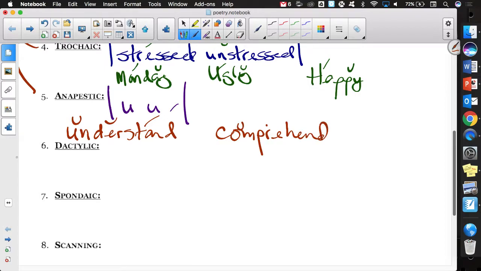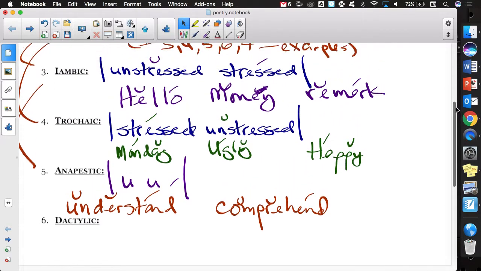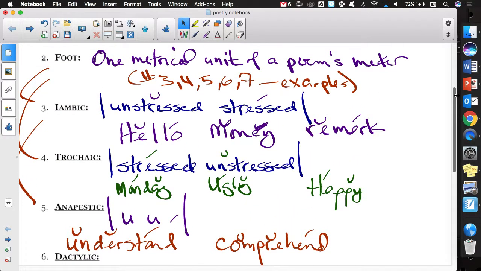Comprehend, which would basically be a synonym. Is there any other one that goes unstressed, and that's just it? No, because here's the thing. Good question. Keep in mind, all of these are examples of types of feet. Okay, so iambic is a foot, trochaic is a foot, anapestic is a foot. And we're not going to get into this type of specific stuff with your quiz.